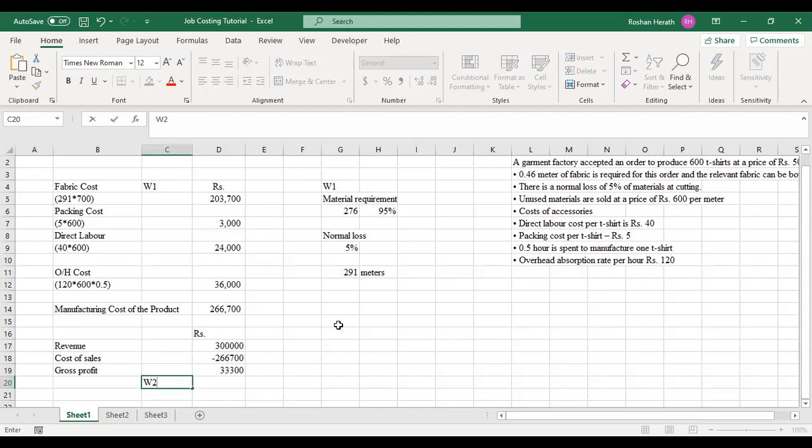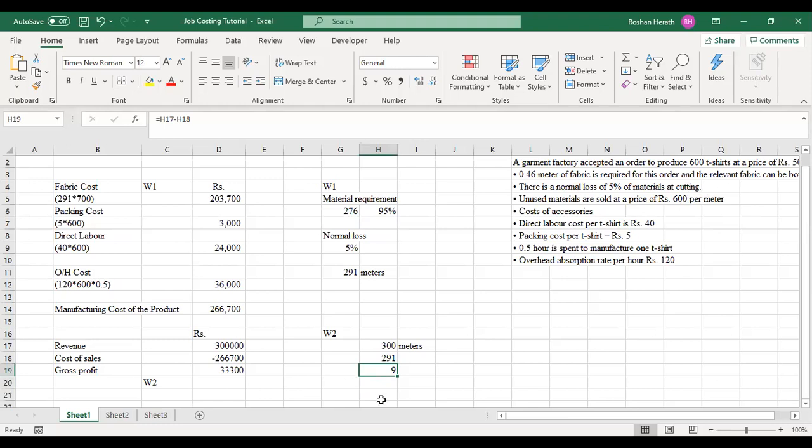Working 2, right? So if I take the working 2, you would have definitely purchased 300 meters, 300 meters, because your purchase is going to be in multiples of 100. So out of that, you have used effectively 291. For the production process, you put 291, and there are unused materials of the difference, 9 meters of material left. And when it comes to this material, it says that you can sell them at 600.